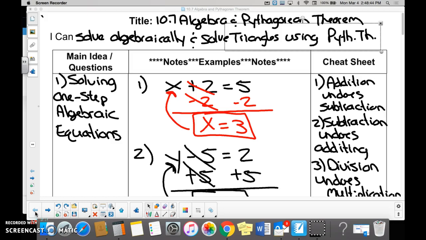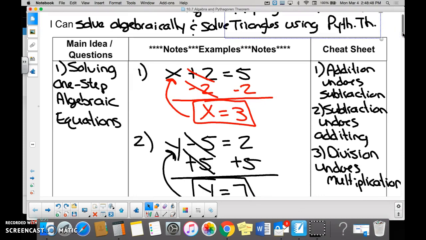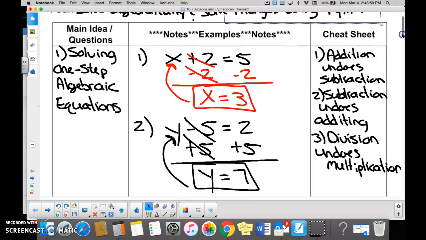Excellent. All right, so probably the biggest part of this, you guys, is solving algebraically, just one-step equations, and then understanding at least the basics of the Pythagorean theorem. I know we got pretty advanced at the end, so don't freak out about that, but the basics of algebra is what I want you to take away.